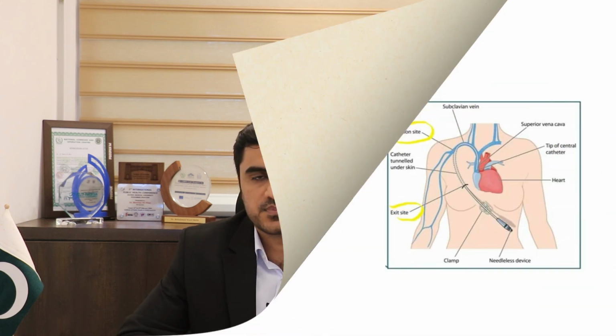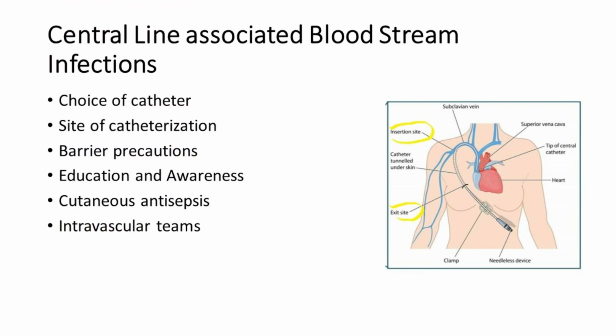The next factor that can impact or affect CLABSI is the barrier precautions. These are very important to maintain if we want to prevent CLABSIs. Education and awareness should be encouraged. Patient and family should be educated and told about the care of central lines. Cutaneous antisepsis is another factor. Intravascular teams can support and prevent CLABSI due to better expertise.